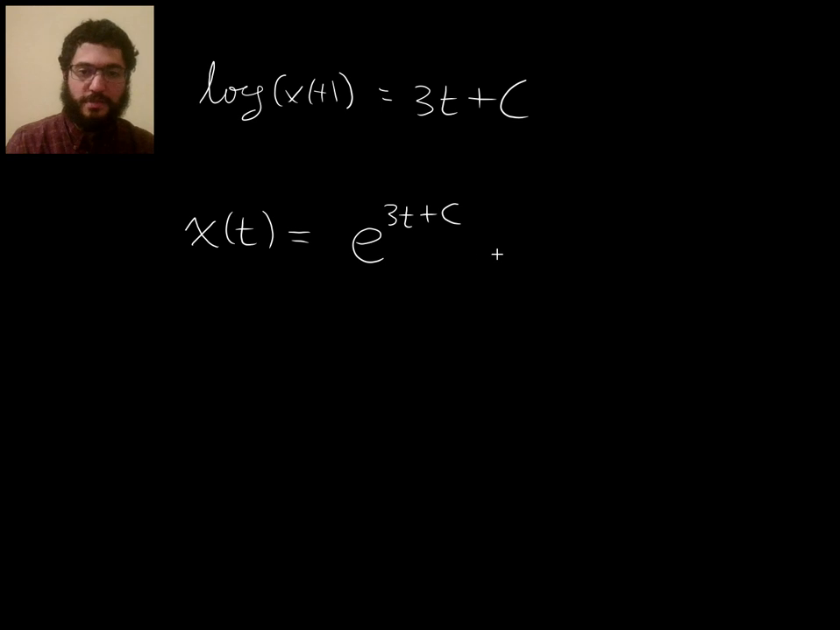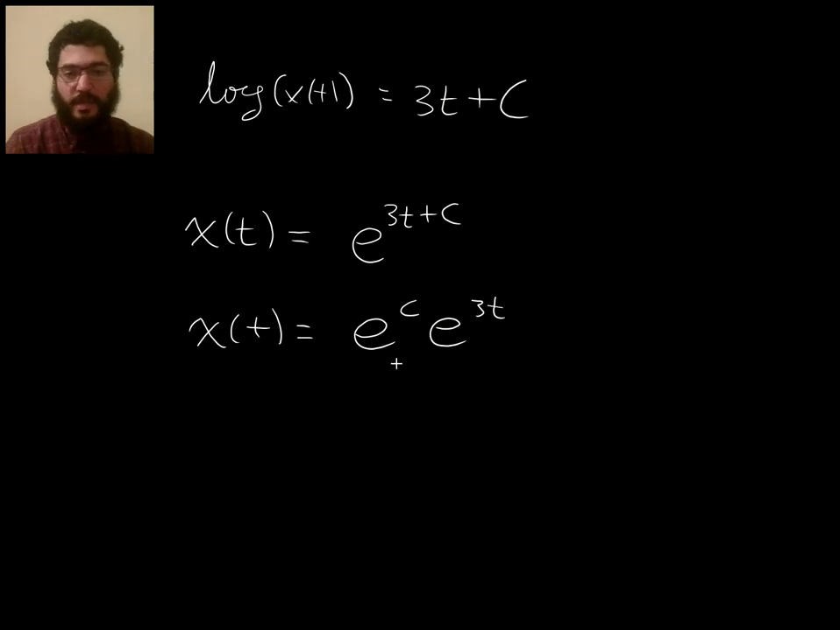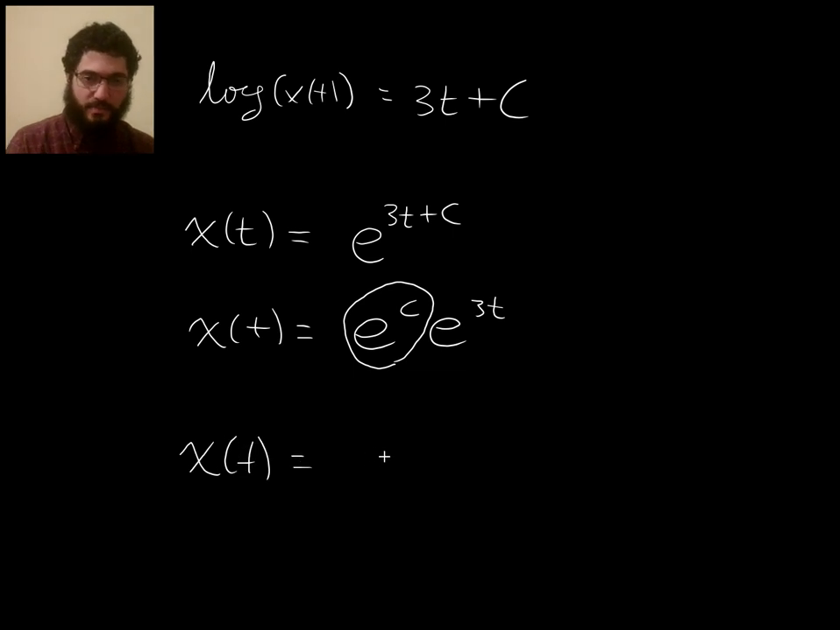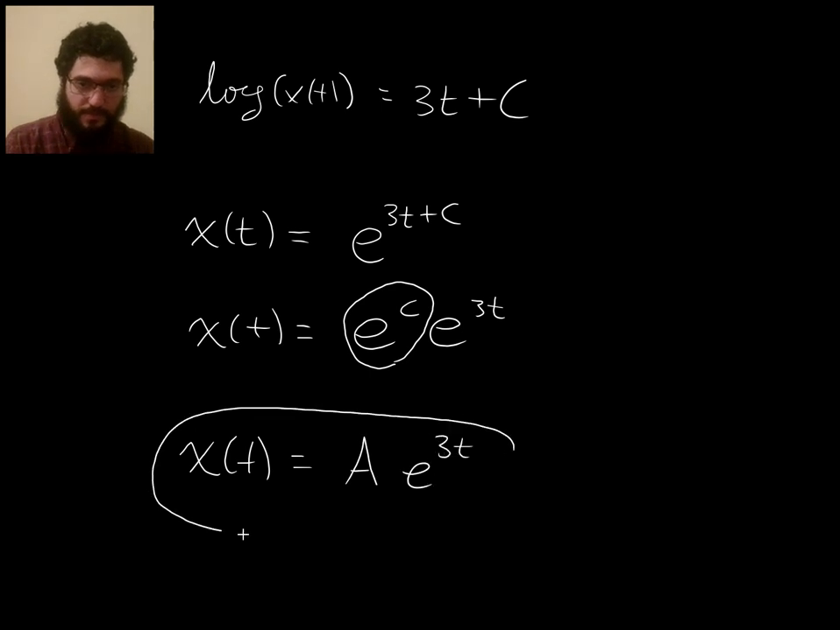There's actually a nicer way to write this. x of t is e to the c, e to the 3t, for some constant c. And if c is just some constant, then so is e to the c, right? e to the c is some positive constant. So we could say x of t is this for some positive constant a.